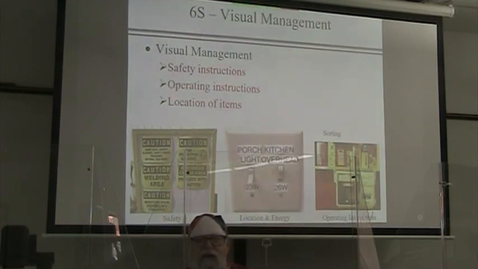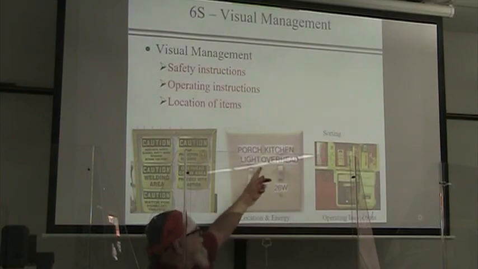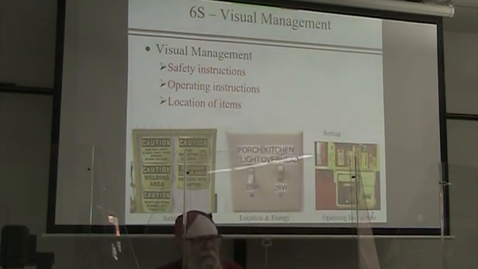You would have, for example, you'll notice this one says that it's the porch light and the kitchen overhead, right? But this is like way away from both of those. So people would just go around randomly flipping switches trying to find lights in my house.